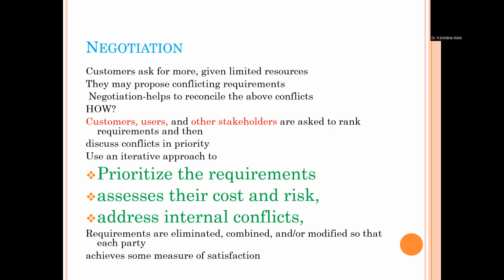That is nothing but actually after concluding which topic to be given priority, they will start the negotiation. Prioritize the requirements, assess their cost and risk, and then address the internal conflicts. This means first they will list out all the prioritized requirements, and then they will assess according to the cost and the requirements, and see which to be given priority or not, and then they will find out the internal conflicts that are going to happen when they give what type of prioritizations to the requirements.